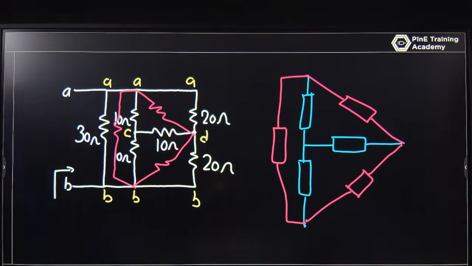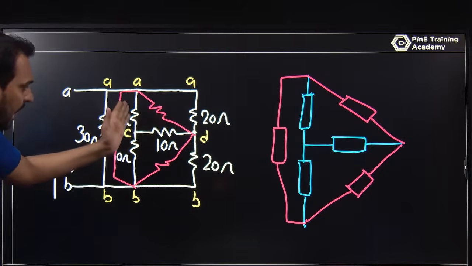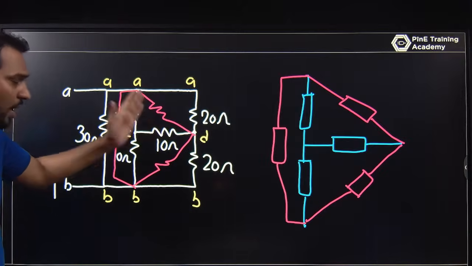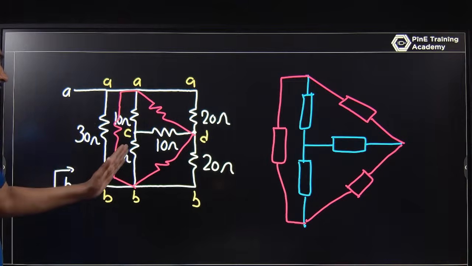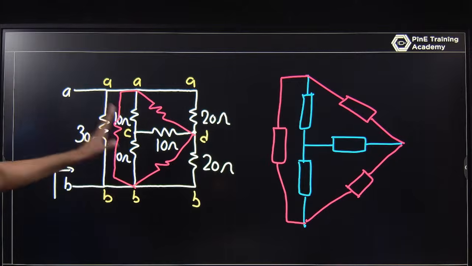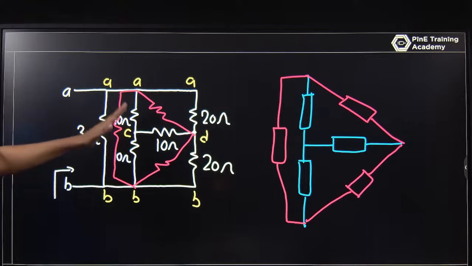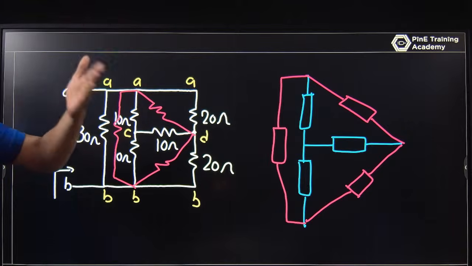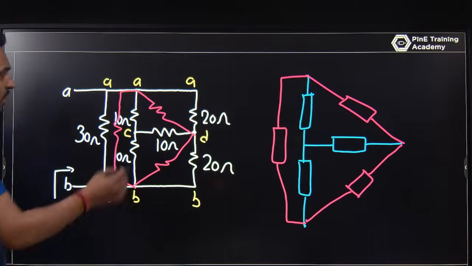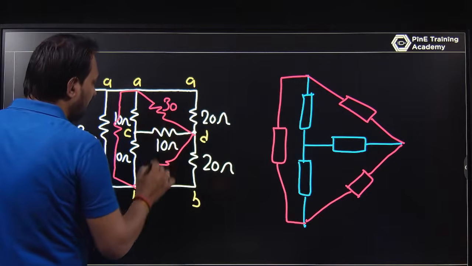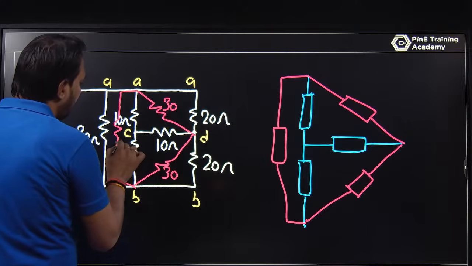And what will be the value? If all the impedances are the same in a star, you can convert into a delta, and that delta will be 3 times the star. What is that value? 10 plus 10 plus 10 into 10 upon the remaining, that is 10. That is 3 times of that. If all the impedances are the same and you are converting star to delta, it will be 3 times. So this is 30, this is 30, and this is also 30.